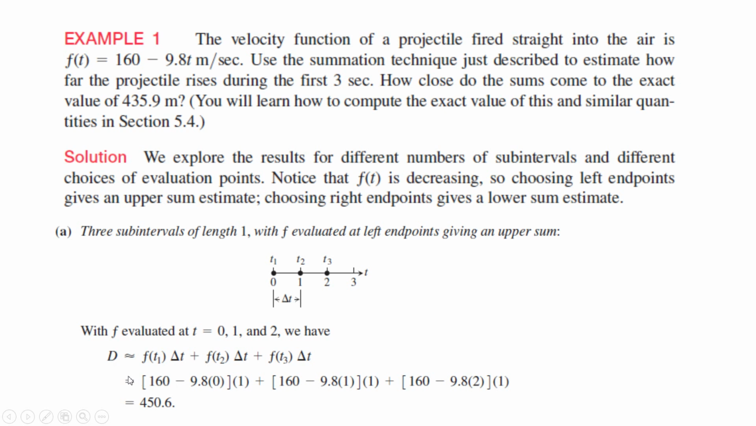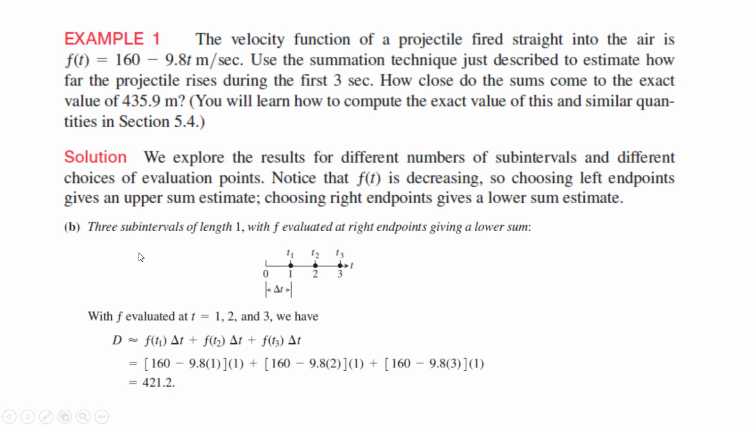So the distance traveled is f(t1) multiplied by delta t plus f(t2) multiplied by delta t plus f(t3) multiplied by delta t, and adding them up we have 450, and the actual is 435.9. Similarly, with 3 subintervals of length 1 evaluated at right endpoints, that is the lower sum, we have 421.2, and the actual is 435.9.